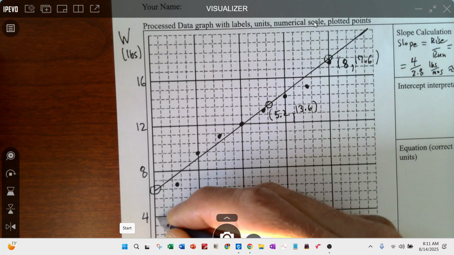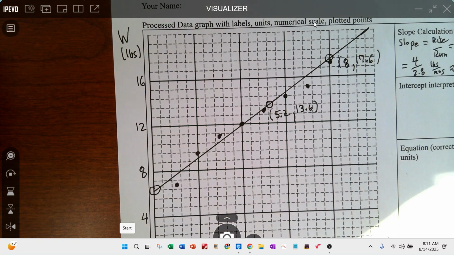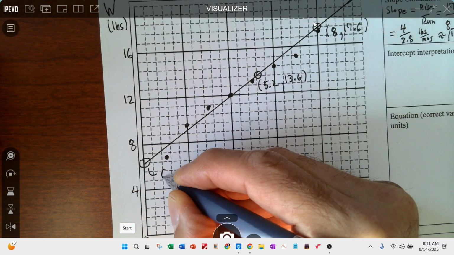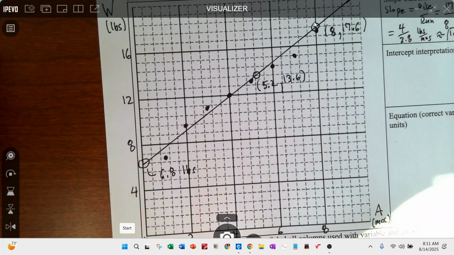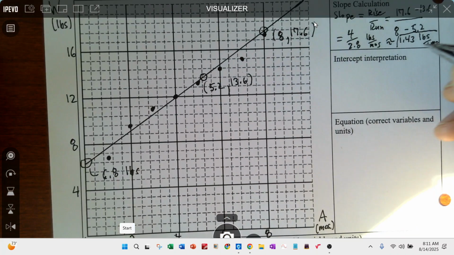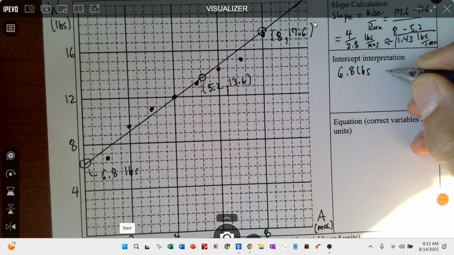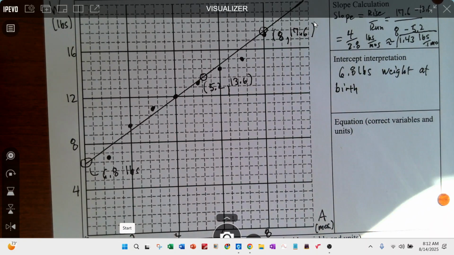If we go over here, we also want to think about what this intercept would mean. That's 6 right there, so it's 6.8, it looks like, which is really close to 7, which is the first value at 1 month. It looks like that is about 6.8 pounds, if I'm estimating correctly, and the intercept interpretation would be 6.8 pounds would be the weight at birth.